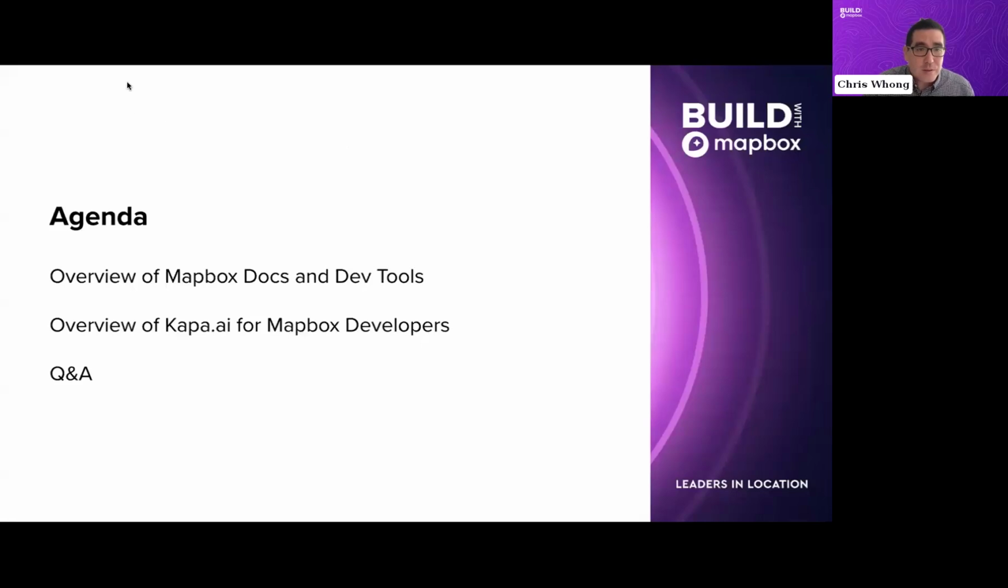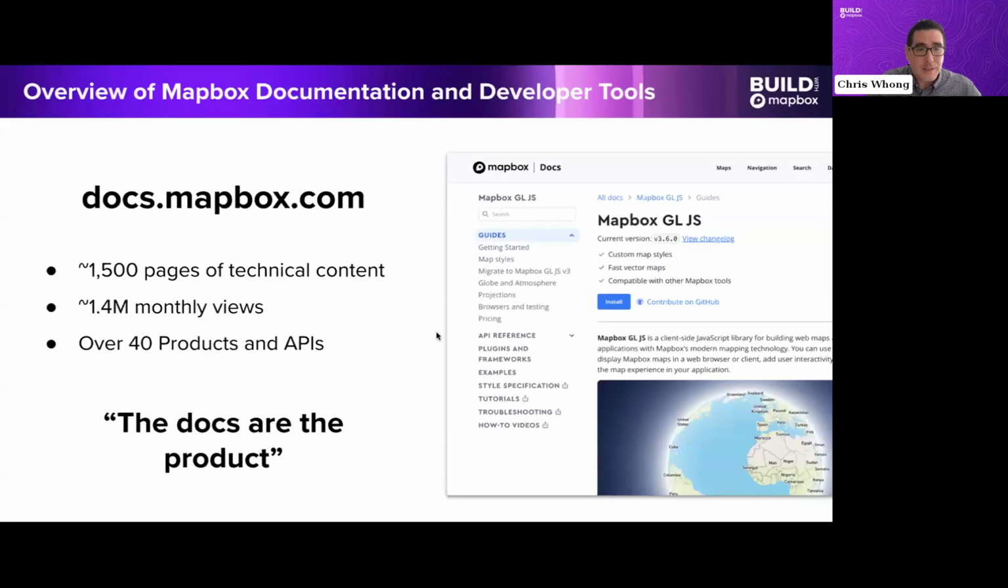Okay, so we're going to do a quick overview of the Mapbox docs and dev tools. I have a few slides and then a bunch of live demos to show you today. So docs.mapbox.com. I'm sure for many of you this is the first thing you landed on when you searched for how to build some kind of map, or maybe your first exposure to our tools. But there are over 1,500 pages of technical content on here. So it's a lot to maintain. It's a lot to keep up to date.